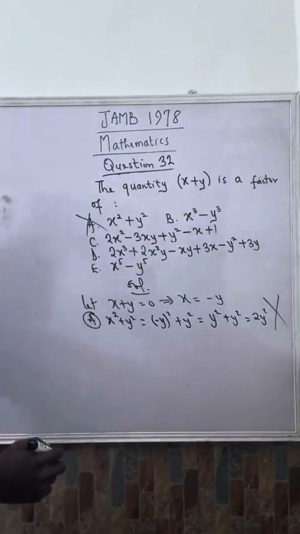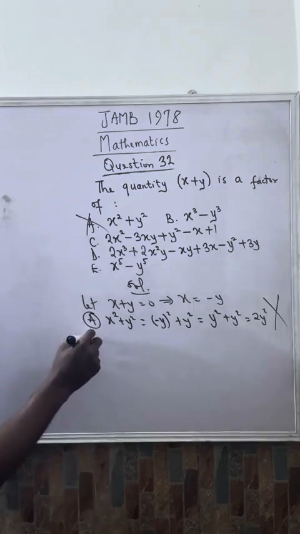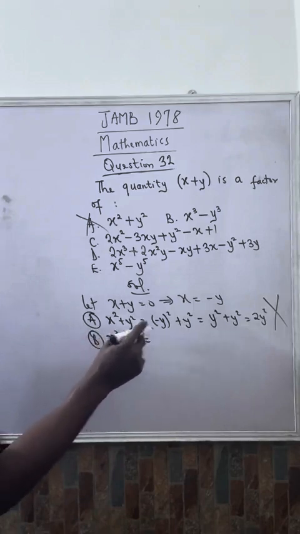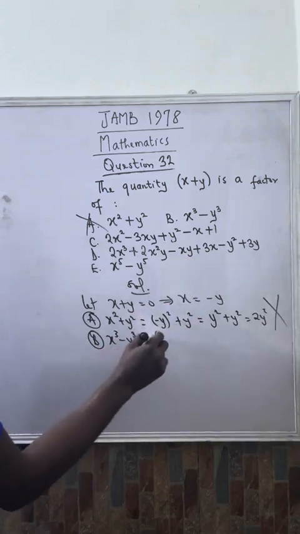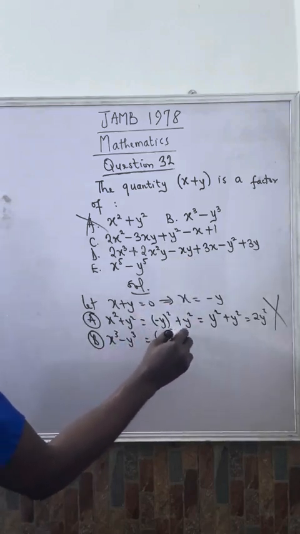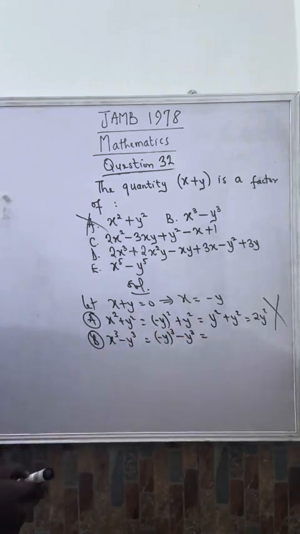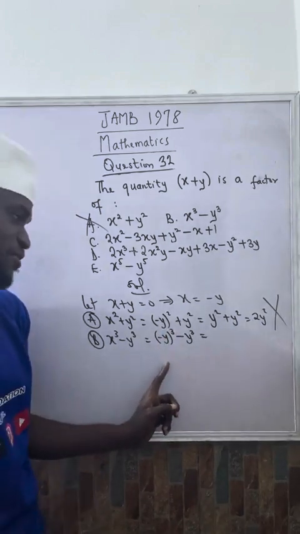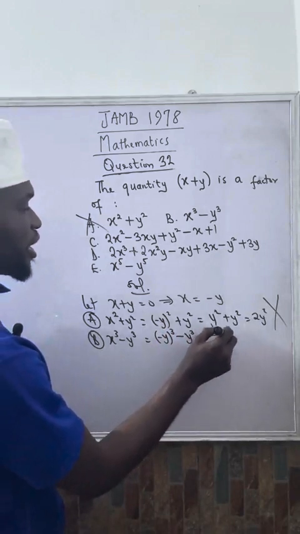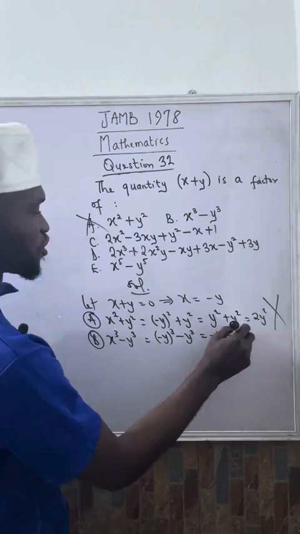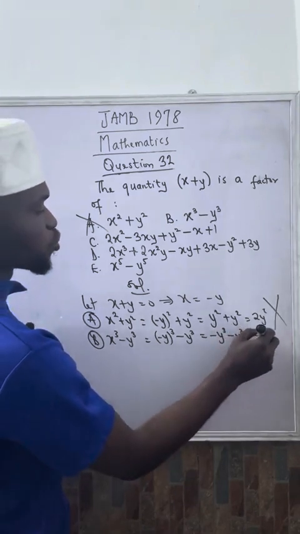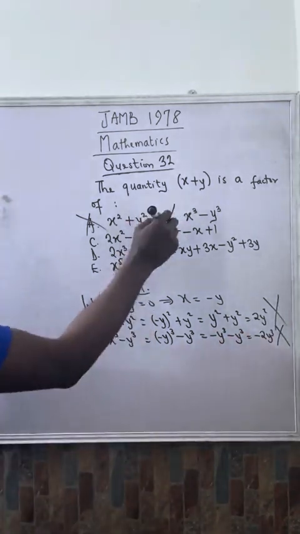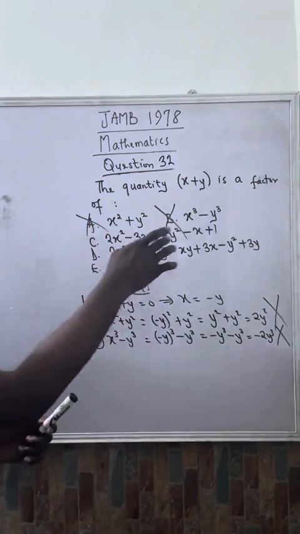Let's go for option B. Option B, x cubed minus y cubed. So anywhere we see x, let's put negative y. So negative y cubed minus y cubed. If you raise a negative number to a power of odd, the answer will still be negative. So here I will have negative y raised to the power of 3 minus y raised to the power of 3, which will give me minus 2y raised to the power of 3. So this is also not equal to 0. So option B can also not be the answer.